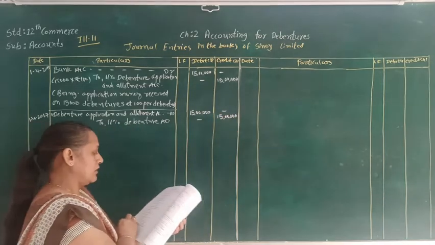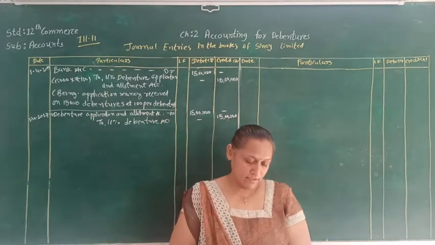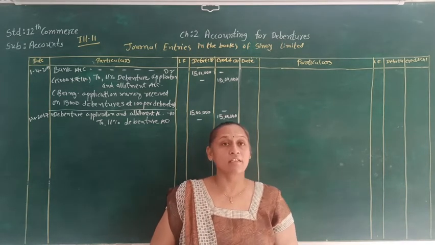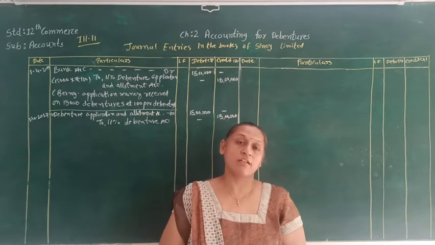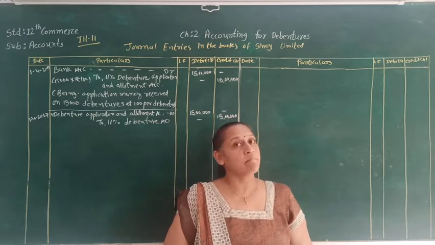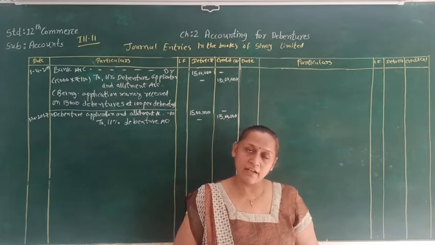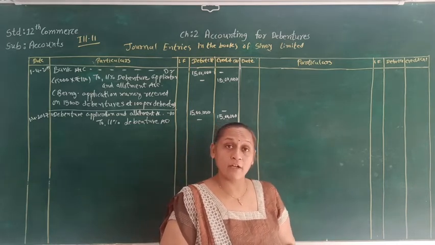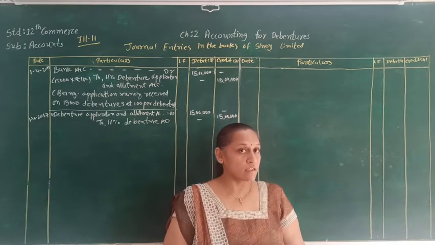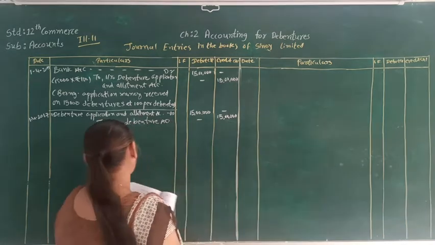Now, as the debenture is issued in April and the company is paying interest on 30th September and 31st March, after issuing the debenture, on 30th September the company is going to pay the interest, and we have to pass the journal entry for that. Before that, we have to calculate the interest. Let's pass that journal entry first.